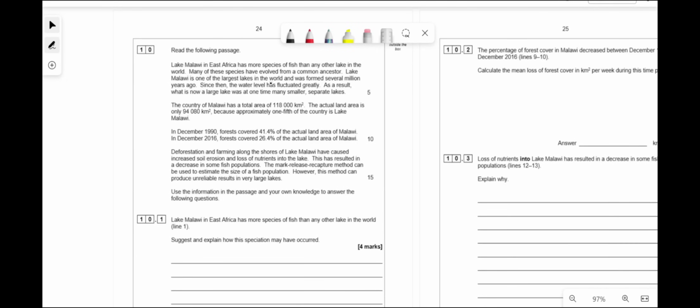Many of these species have evolved from a common ancestor. Oh, we might be onto something now. Lake Malawi is one of the largest lakes in the world and was formed several million years ago. Since then, the water level has fluctuated greatly, and as a result, what is now a large lake was at one time many smaller, separate lakes. Maybe that might be a clue. Obviously, we need to decide what type of speciation this is. Is it allopatric or is it sympatric?